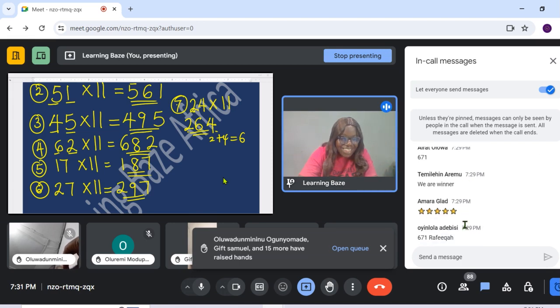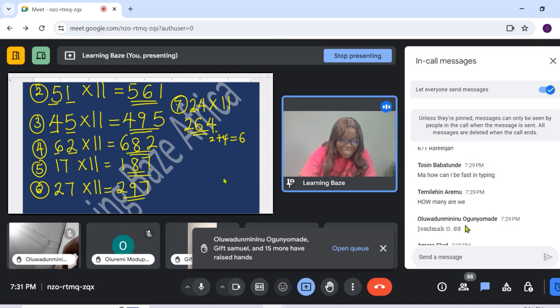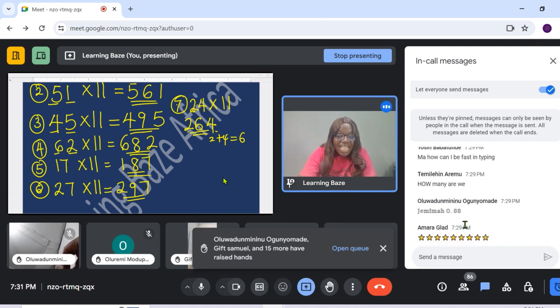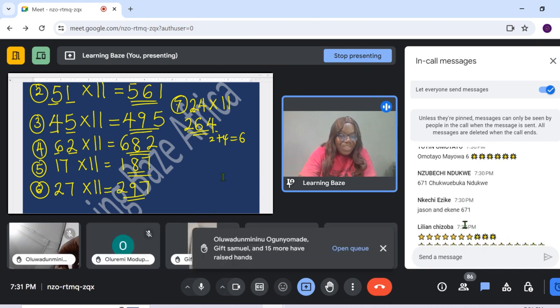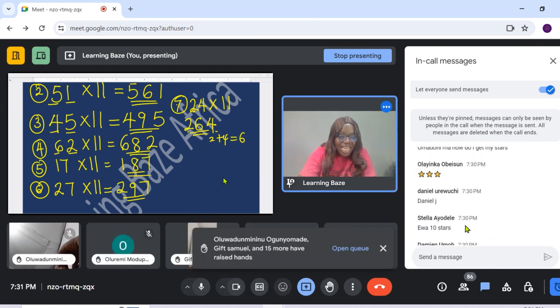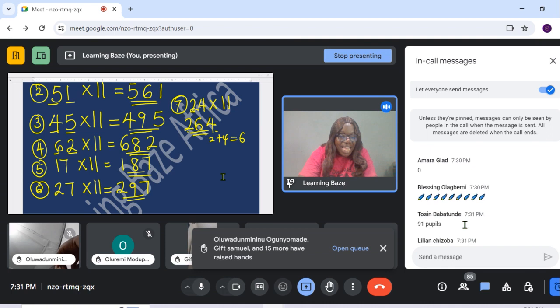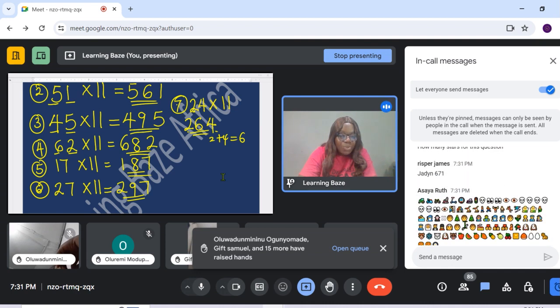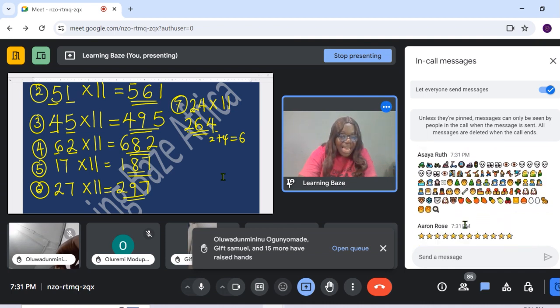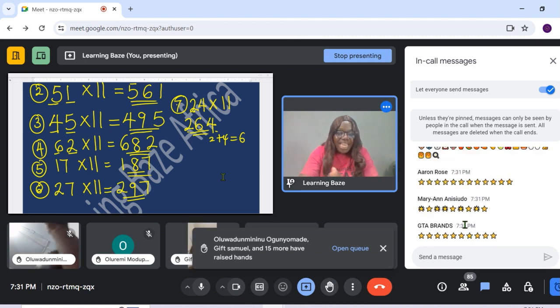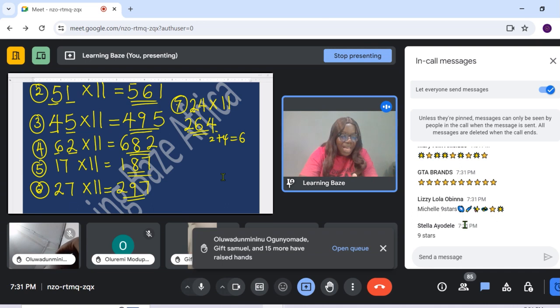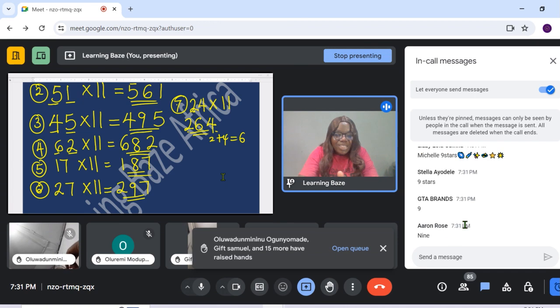Oh, you want stars. So if you typed 671, give yourselves 3 stars. So if you got the first answer, the second answer, and the third answer, you have 9 stars. Check your answers. This answer should be 671. If that was what you typed, I can see Jadine, and I did not mention your name, you have 3 stars. So altogether, you have 9 stars. So tell me, in the comment section, how many stars do you have? Yes. How many stars do you have?